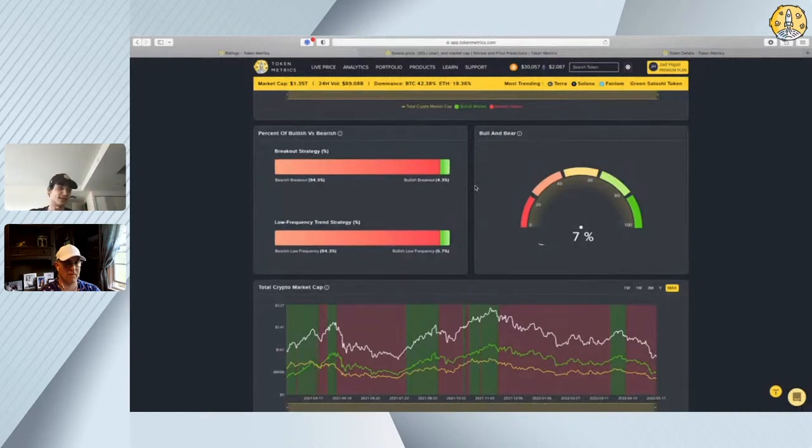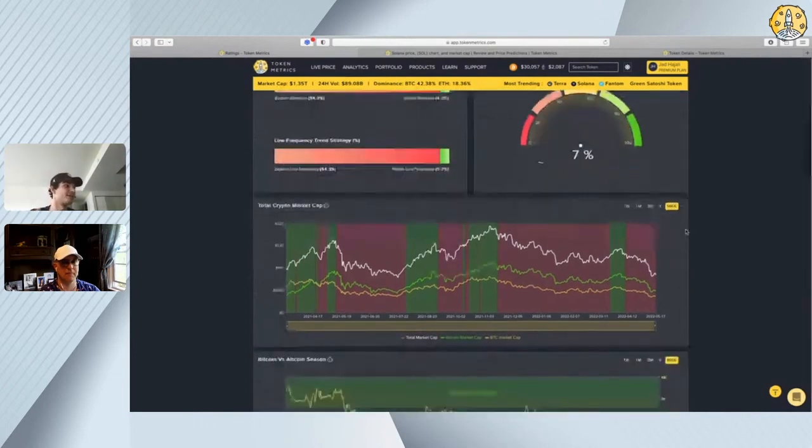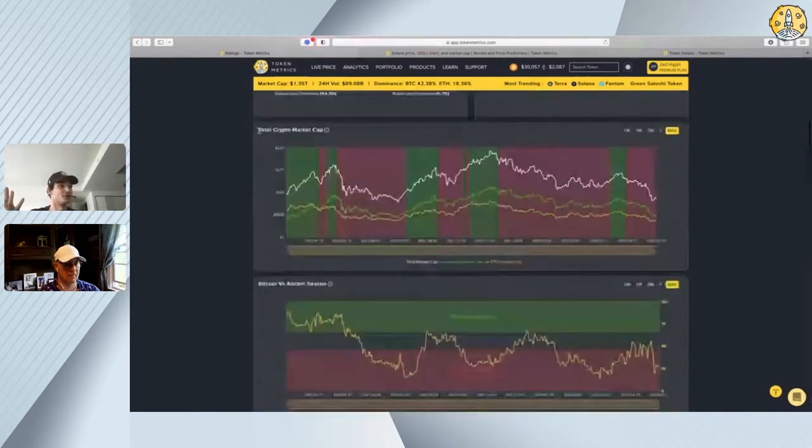Based on our testing, we've seen that a 60-day exponential moving average is a good medium-term trend indicator. So here also only 7% are trading above the exponential moving average. So overall, on the medium term, it's still in a bearish trend. All right, and now we also have a total crypto market cap.